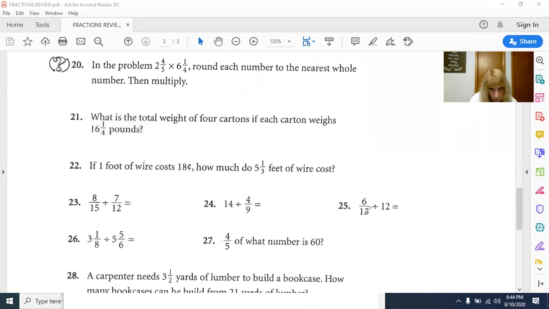So you did 18 cents times 5 1/3 feet, right? So when you do multiplying of fractions, you put this over 1. You change the mixed number to an improper fraction. So we take the whole number 5 times 3 plus 1. 5 times 3 is 15 plus 1 is 16 thirds.